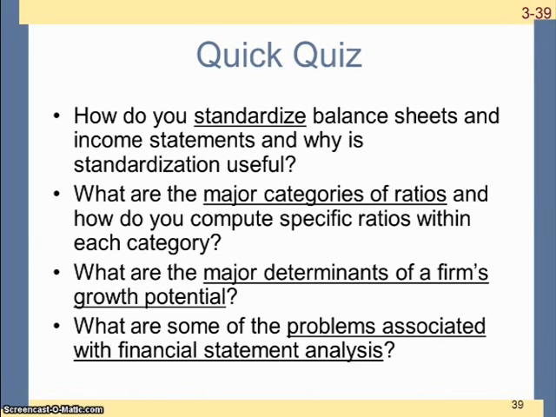Next, what are the major determinants of a firm's growth potential? It is written on slide 25. And the last question, what are some of the problems associated with financial statement analysis? You may refer to slide 28. It says ratios are not very helpful by themselves, so they need to be compared to something. Alright, that's it for the quick pass.